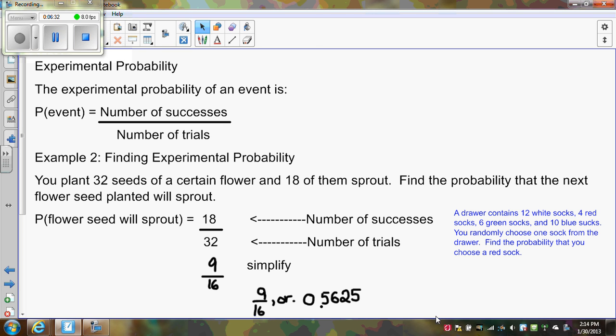And lastly, try this one. A drawer contains 12 white socks, 4 red socks, 6 green socks, and 10 blue socks. You randomly choose one sock from the drawer. Find the probability that you will choose a red sock.